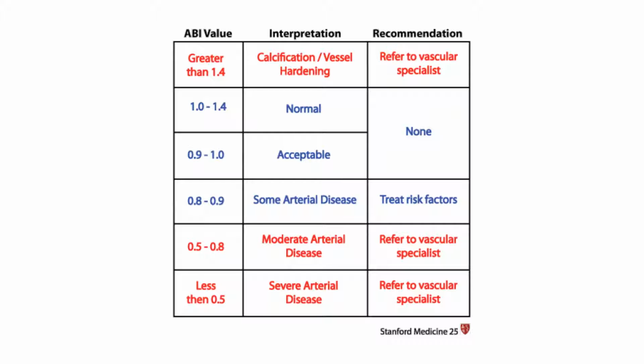If it's 0.8 to 0.9, this patient may have some arterial disease, and we treat the risk factors that are causing the problem. If it's 0.5 to 0.8, the patient does have moderate arterial disease, and these are patients you want to refer to the vascular specialist. Less than 0.5, they have severe arterial disease, and you really want to refer these patients, and they may have what we call critical limb ischemia, where there needs to be test and treatment done right away.